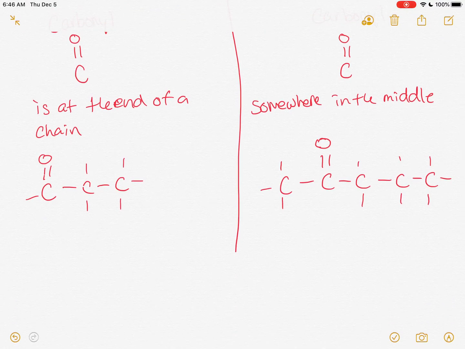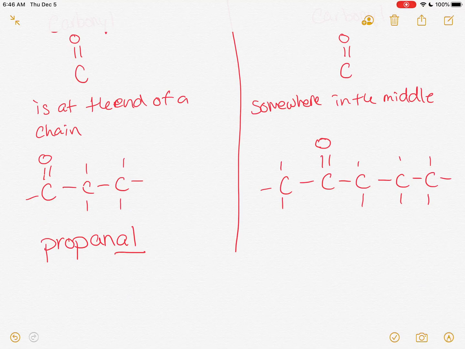Okay, and so the difference is, again, that in the aldehyde, the carbonyl, that double bonded oxygen to a carbon, is at the end of the chain. Doesn't matter which end it is, both ends are the same, but it has to be at the end of a chain. Whereas in the ketone, it is not at the end. It's somewhere on one of the middle carbons. Okay, so the name for this aldehyde is going to be prop, because it's got 3 carbons, and it's going to end in al. Aldehydes end in al.